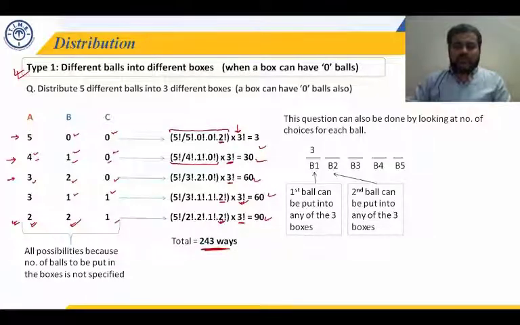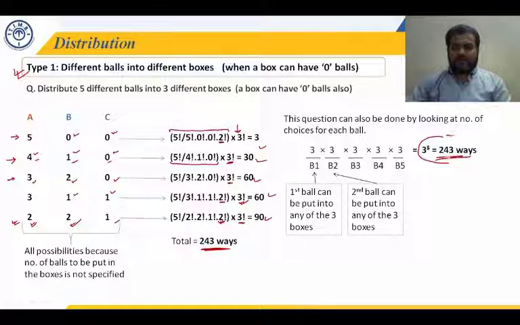Second ball can be put into any of the 3 boxes, right? Because you can repeat the same box, right? Because it is not mandatory that the balls have to be put in every box. The boxes can be empty also, right? Second ball can get into the first box again. Okay. So for the second ball, we again have 3 choices. And similarly for the third ball, we can repeat the same box. So again 3 choices, again 3 choices, again 3 choices. So it is 3 to the power 5, which is nothing but 243 ways. Fine. So in this case, we'll have 243 ways.